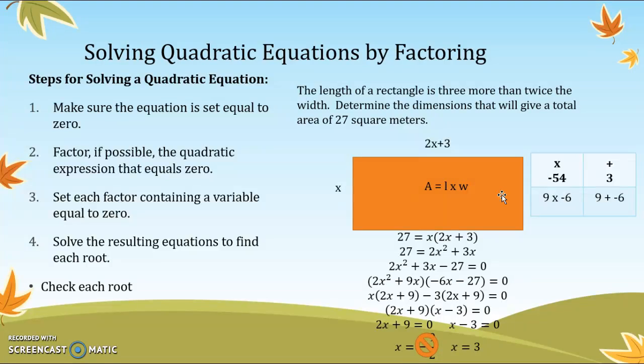Well, then we can find out what our length and our width are by substituting 3 in for our x values. So if I substitute 3 in for x for our length, I have 2 times 3, which is 6, plus 3, which is 9. And then for our width, x is equal to 3. So the dimensions of our rectangle are 3 meters by 9 meters.